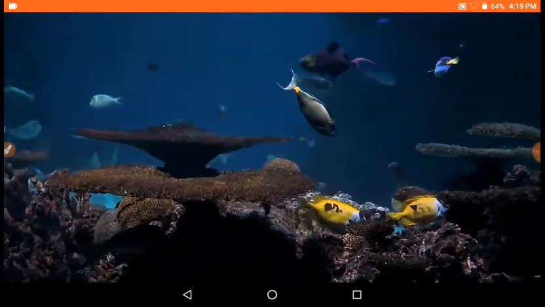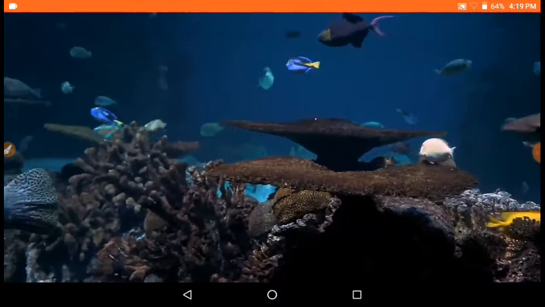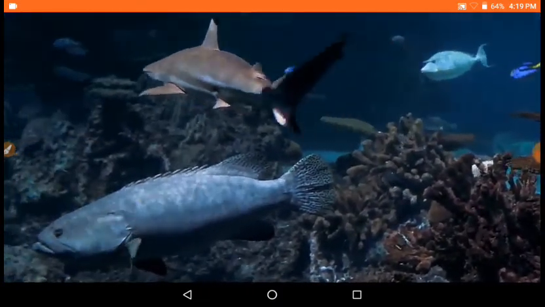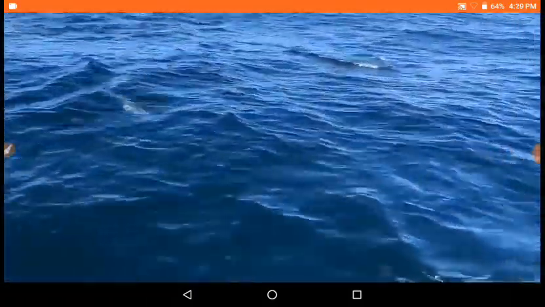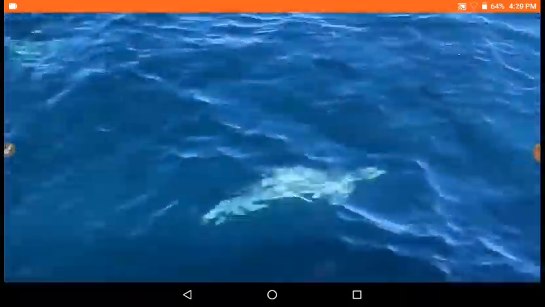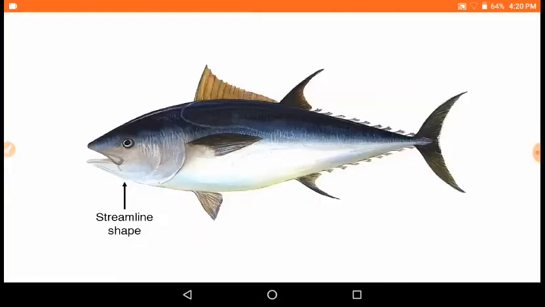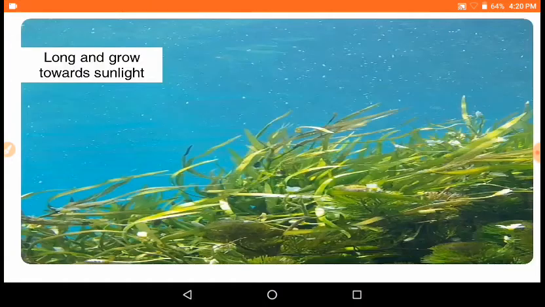In conclusion, oceans are very large bodies of water, and as they get deeper, they get colder and darker. Important salts and oxygen are dissolved in ocean water. Animals living in the ocean have adaptations such as streamlined shapes, gills, or blowholes to breathe. Plants in the ocean are long and tend to grow towards the surface of the water in order to reach sunlight.